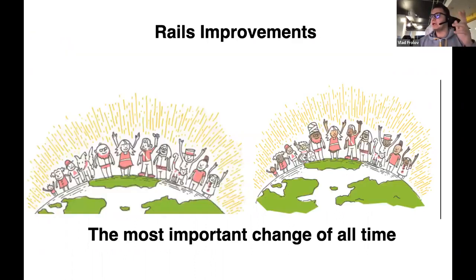Okay. Rails improvements. This is the most important change of all time. People became different. They have different skin. We have some limited people. We don't have, I guess, a dog anymore. I don't know why.